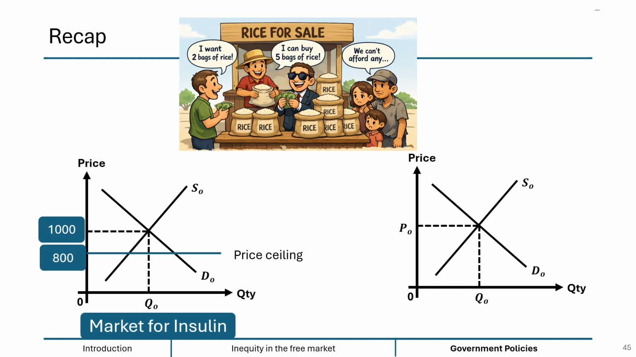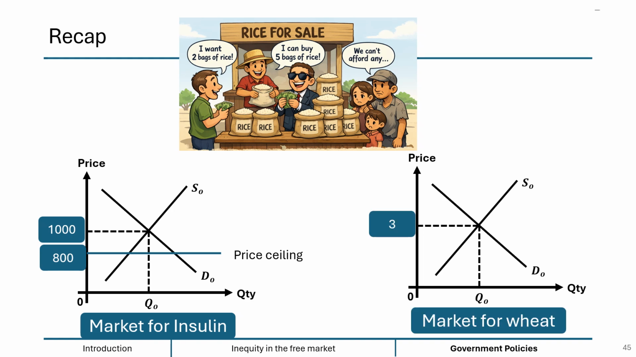Let's recap. I'm just repeating what I said last week. So if we look at the market for wheat, and wheat has an equilibrium price of $3. If the government thinks that the wheat farmers cannot earn sufficient income, what would they do to help the wheat farmers? What do they do to help producers? What do they impose? Price floor. They will impose a price floor.